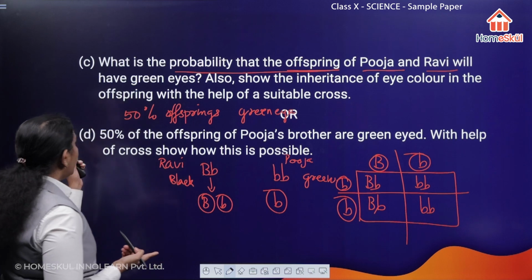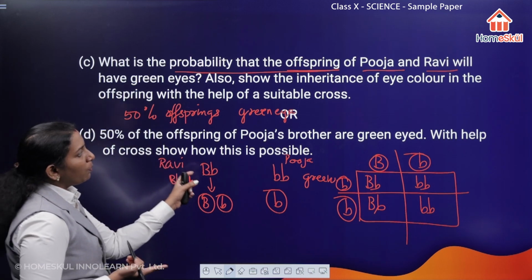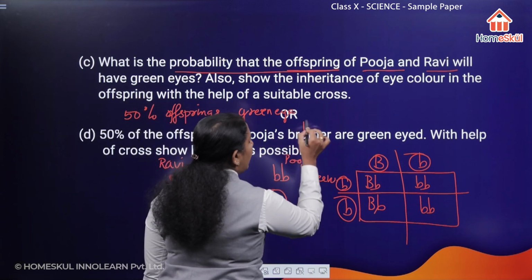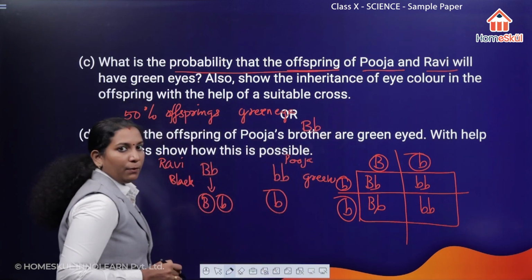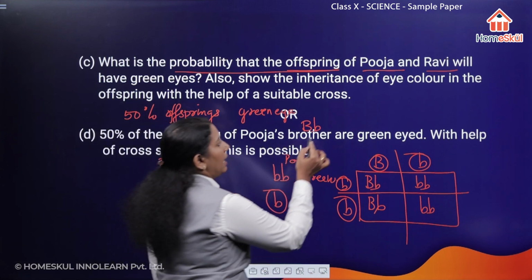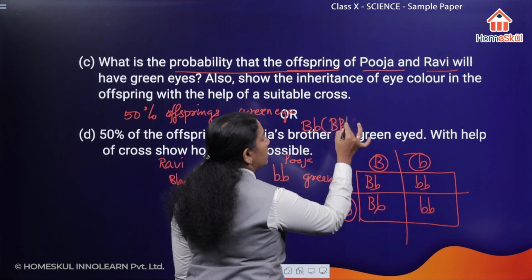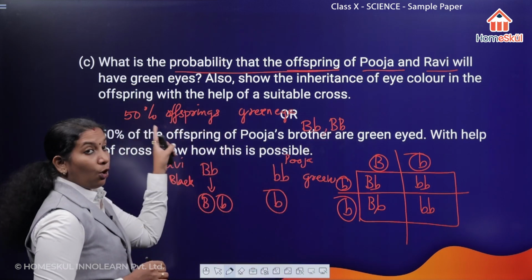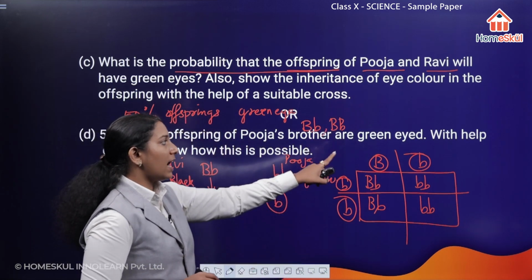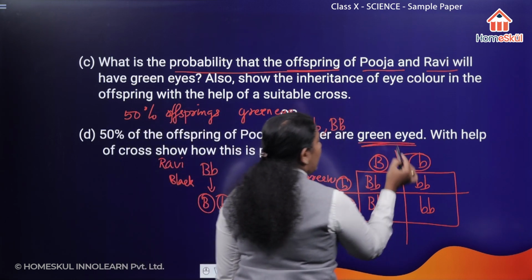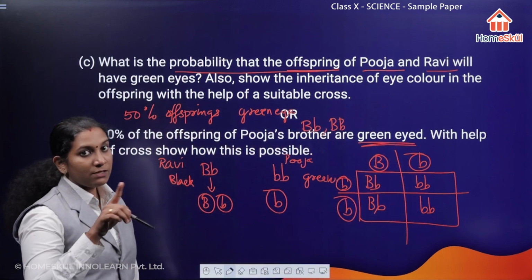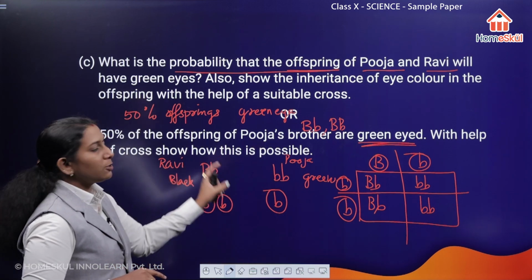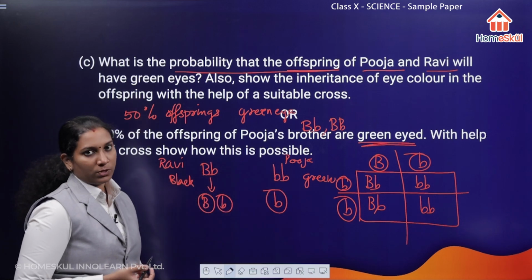Right, then the last one. 50% of the offspring of Pooja's brother are green-eyed. So Pooja's brother will have a genetic makeup of capital B, small b, or it can be capital BB. Both of these are possible for Pooja's brother. So 50% of the offspring of Pooja's brother are green-eyed. Then, with the help of a cross, show how this is possible. Again, you can use this cross again.